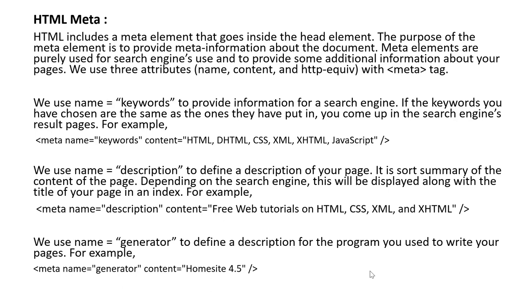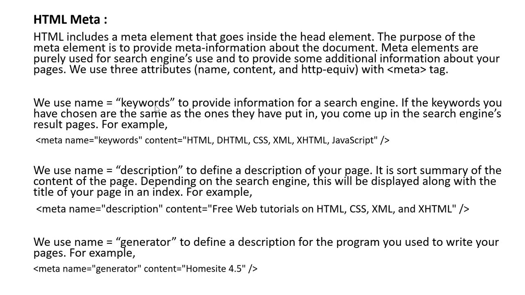HTML meta. What is HTML meta? HTML includes a meta element that goes inside the head element. The purpose of the meta element is to provide meta information about the document. If you want to provide meta information about a document, then use HTML meta. Meta elements are purely used by search engines and provide some additional information about our pages. We use three attributes with the meta tag: name, content, and HTTP equivalent.